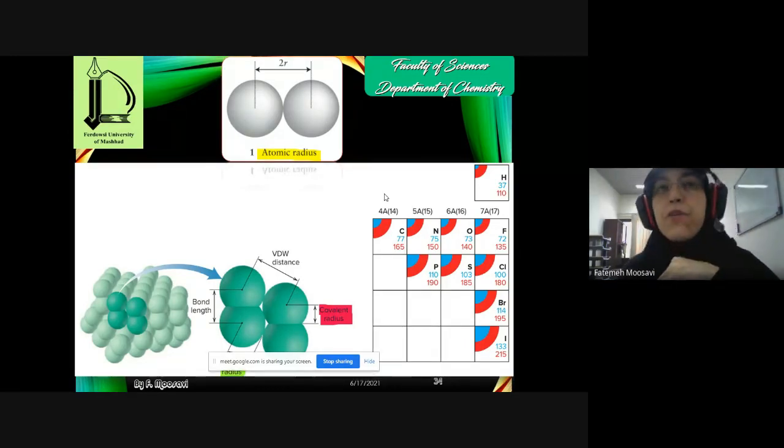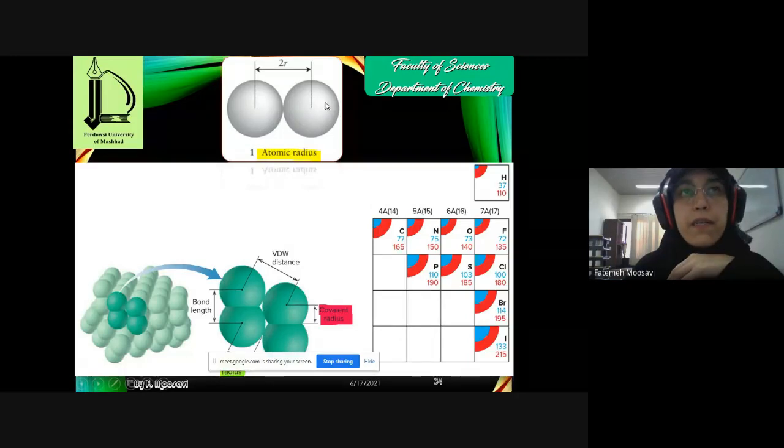You see that the atomic radius is taken to be half the distance between the centers of neighboring atoms in a solid sample. For example, in the case of a metal such as copper, we see that this distance is equal to 256 picometers. So the atomic radius of copper is 128. If the element is non-metal or metalloid, half distance between the nuclei of atoms joined by a chemical bond is used. This radius is called covalent radius of the element.